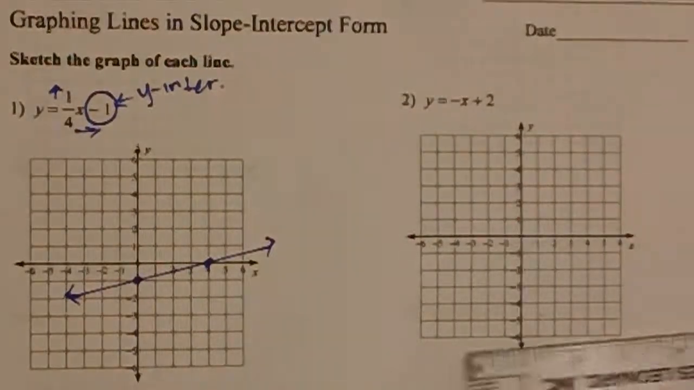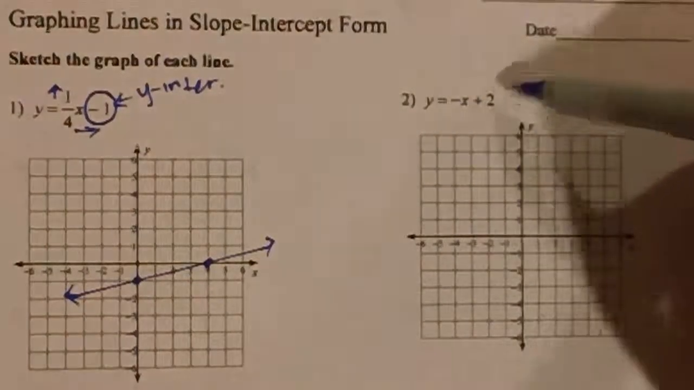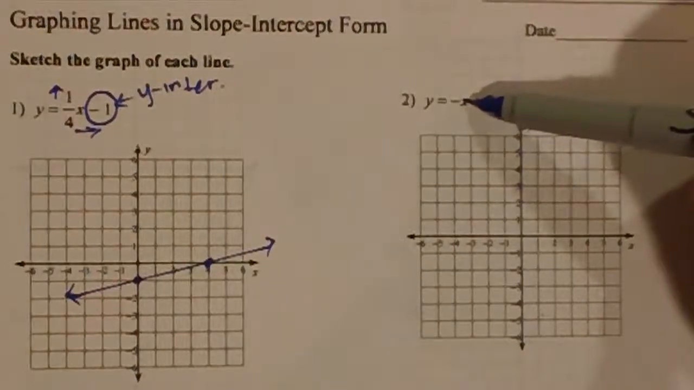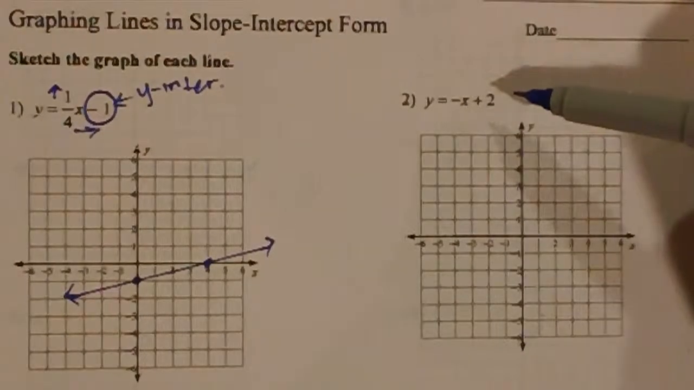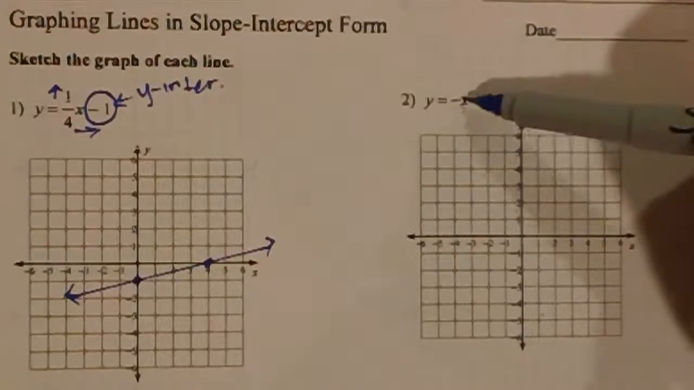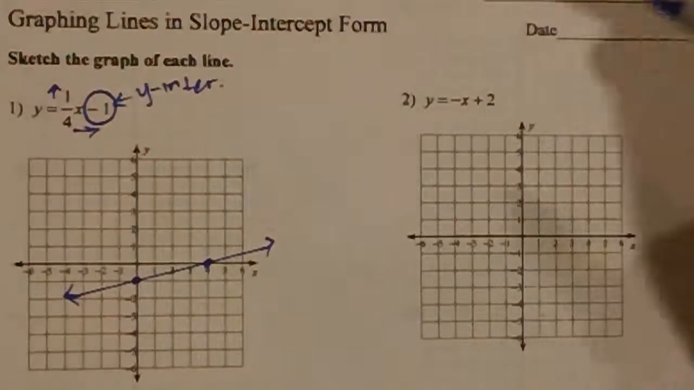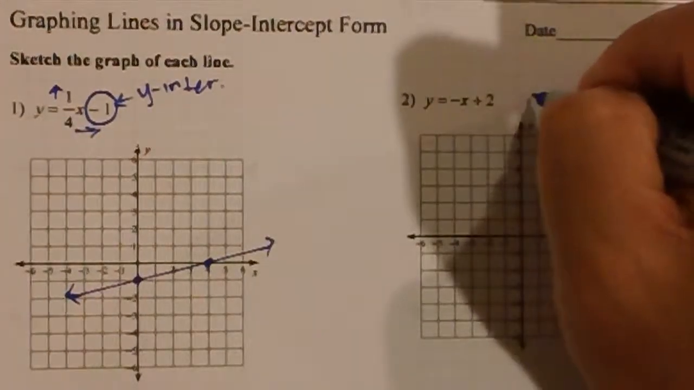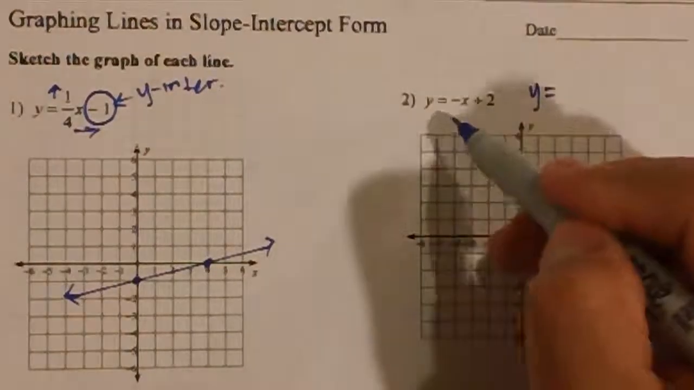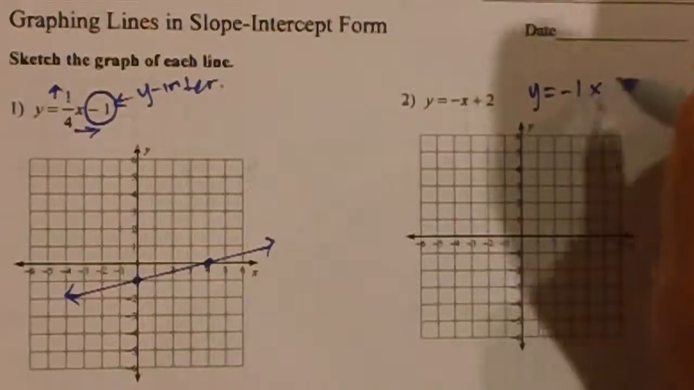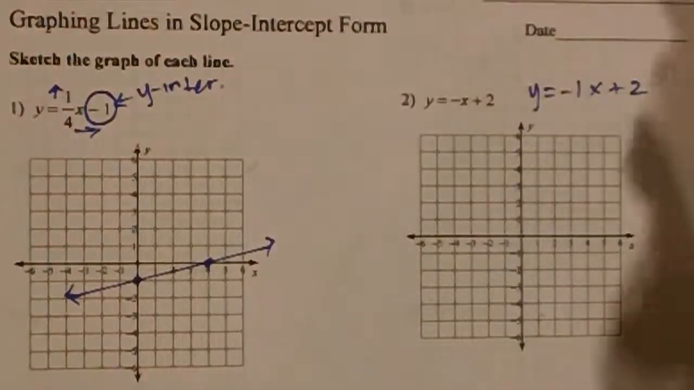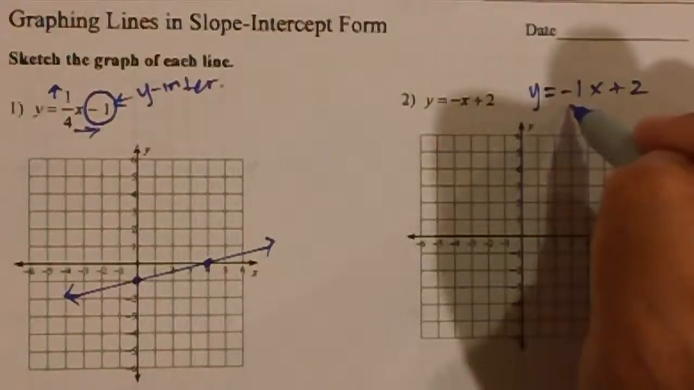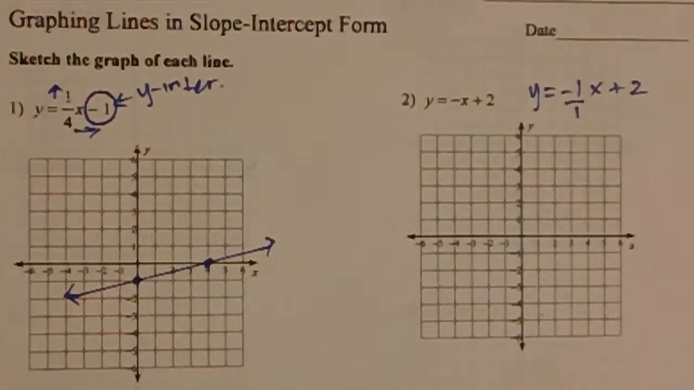Alright, let's try another one. Notice here you have y is equal to -x plus 2. What you're going to notice is that the -x has no coefficient. Make sure that you understand that there is always a coefficient in front of any variable, and that coefficient is always going to be 1. So we're just going to rewrite this: y is equal to -1x plus 2. Since slope is in the form of rise over run, we're going to change this to a fraction.